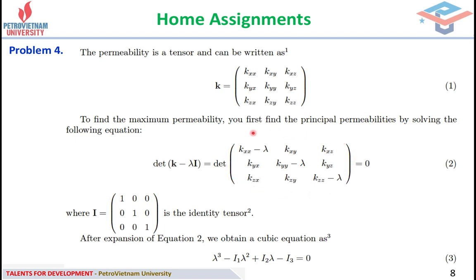This one is essentially a cubic equation. And if you expand this equation further, you obtain an equation like this, where kxx, kxy, and the other k are given. Lambda here is the variable that we need to solve for. So you need to solve this equation.